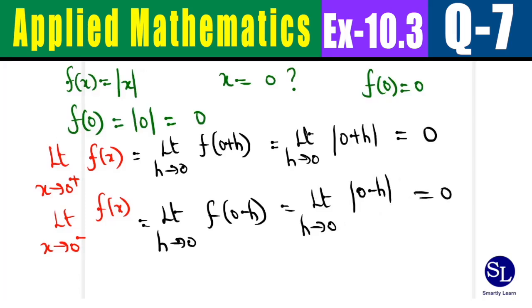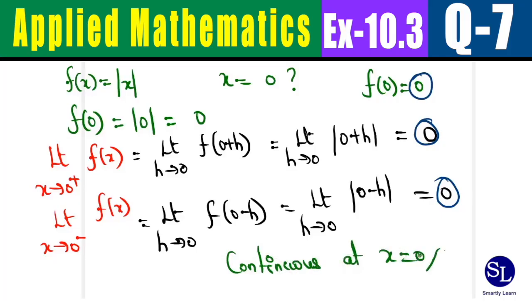Now we see that the value of f of 0 is 0, the limit as x tends to 0 plus is also 0, and the limit as x tends to 0 minus is also 0. Therefore, the function is continuous at x is equal to 0. So you need to close off with this statement.